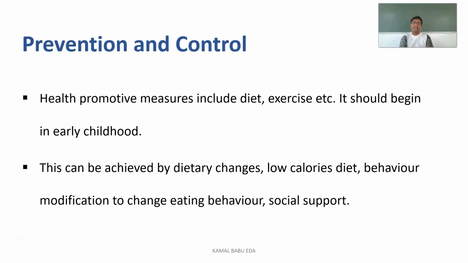Coming to the prevention and control of obesity. If you follow health promotive measures, including dietary control and an exercise pattern, and you are able to begin them in early childhood, then we can definitely prevent and control obesity. If you want to decrease obesity, it can mainly be achieved by dietary changes: a low calorie diet, changing your behavior and eating pattern, and having some social support. Then you can definitely control obesity.